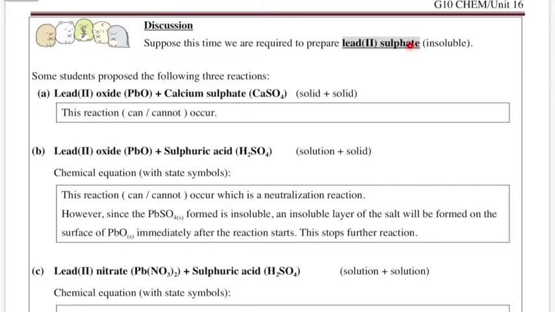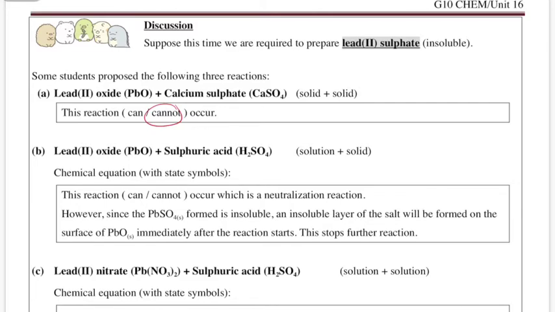It has suggested three methods. The first student suggested that we can use lead-2 oxide with calcium sulfate. For here we have both of them in solid state, insoluble. So by considering the requirements for double displacement reaction, we can quickly find out that these two cannot have any reactions under normal conditions. So when we put these two together, no reaction.